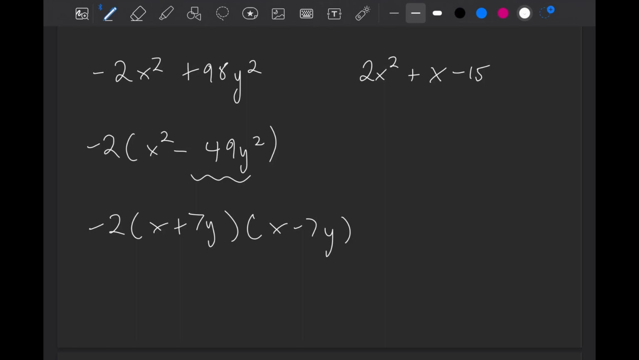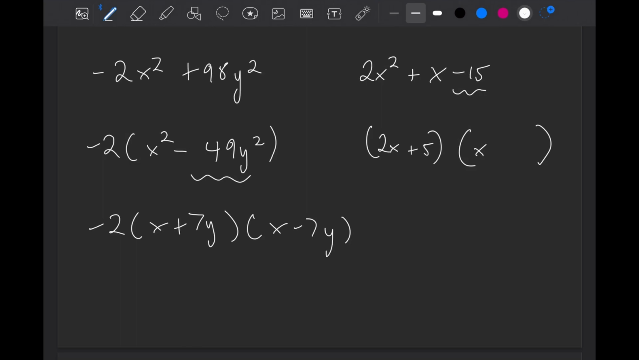Okay, now let's try factoring the next one. In this one, you can't really factor out a 2, but we know that to get the 2x squared, one term would have to have a 2x and the other would have to be an x. That's the only way you can get 2x squared. Then we would guess and check to find numbers that multiply to get minus 15. I'll do it incorrect first, and then we'll see what we can do.